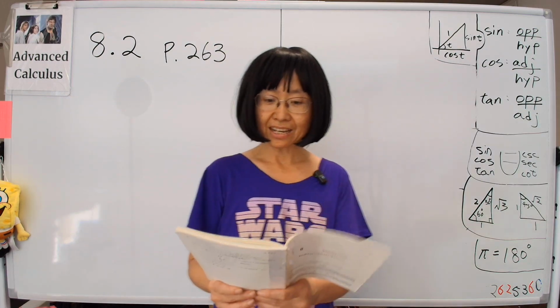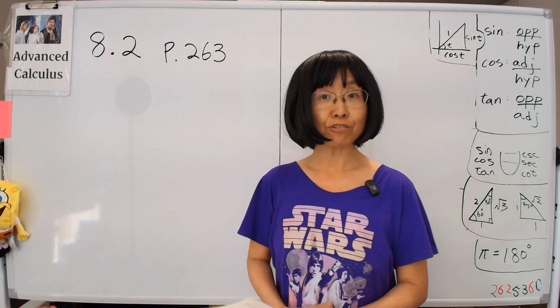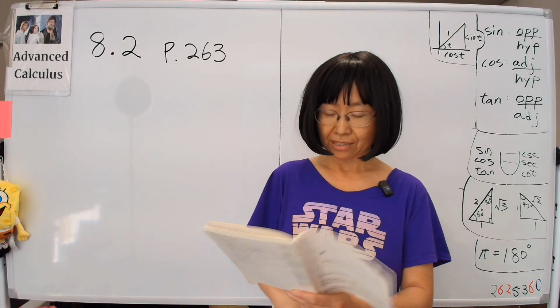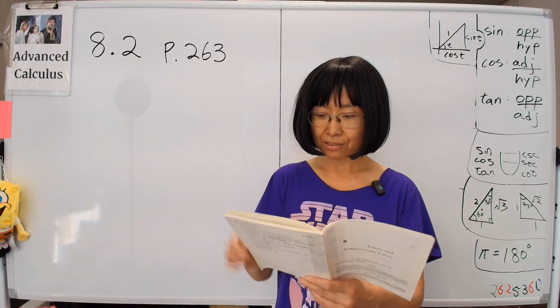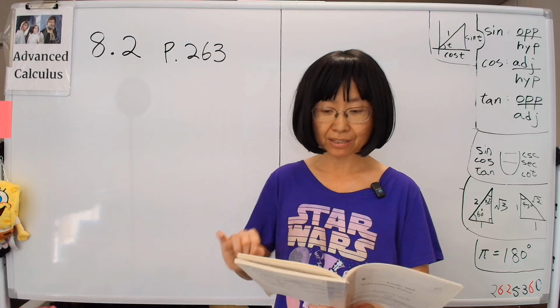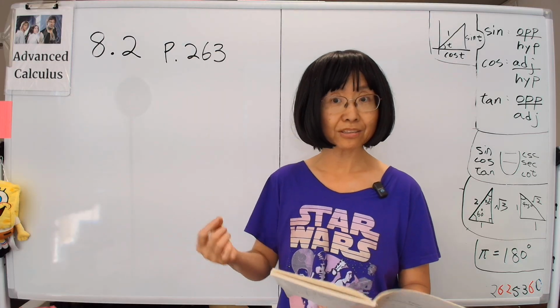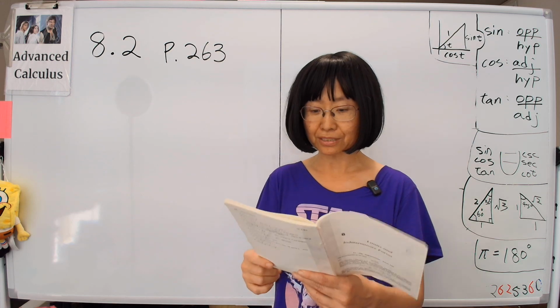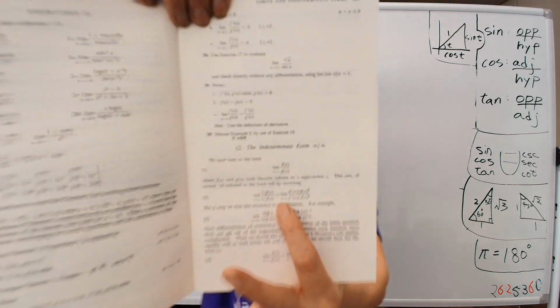So let's look at page 263, the indeterminate form of infinity over infinity. So we have finished the 0 over 0 problem. Now the next question is, what if we have infinity over infinity? We can manipulate it to turn it into 0 over 0 by doing the division. Stick a bunch of divisions.